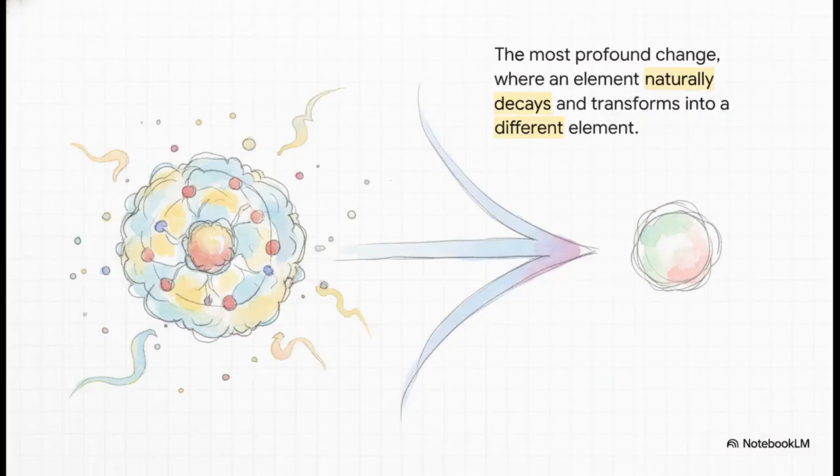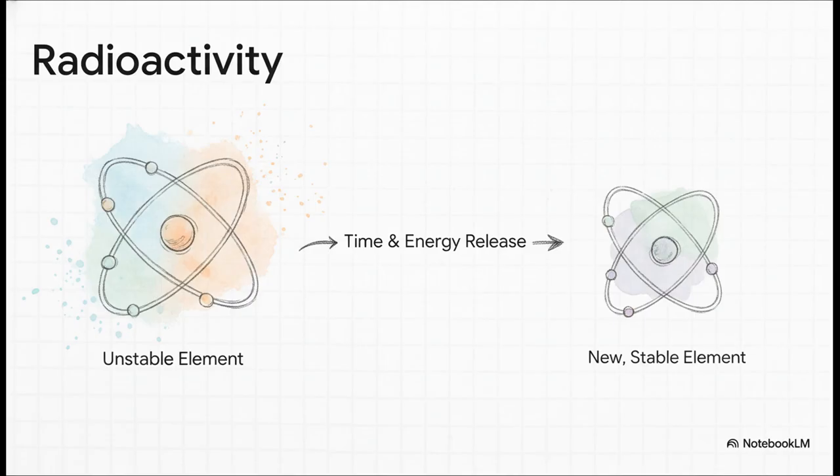Okay, for our final example, we're going to look at what is probably the most profound and mind-bending chemical property there is. So get this, some elements are just naturally unstable. Their atoms literally fall apart over time in a process we call radioactive decay. And when this happens, they don't just make a new compound, they turn into a completely different element. This is the ultimate chemical change. It's a total transformation of its identity right down at the atomic level.